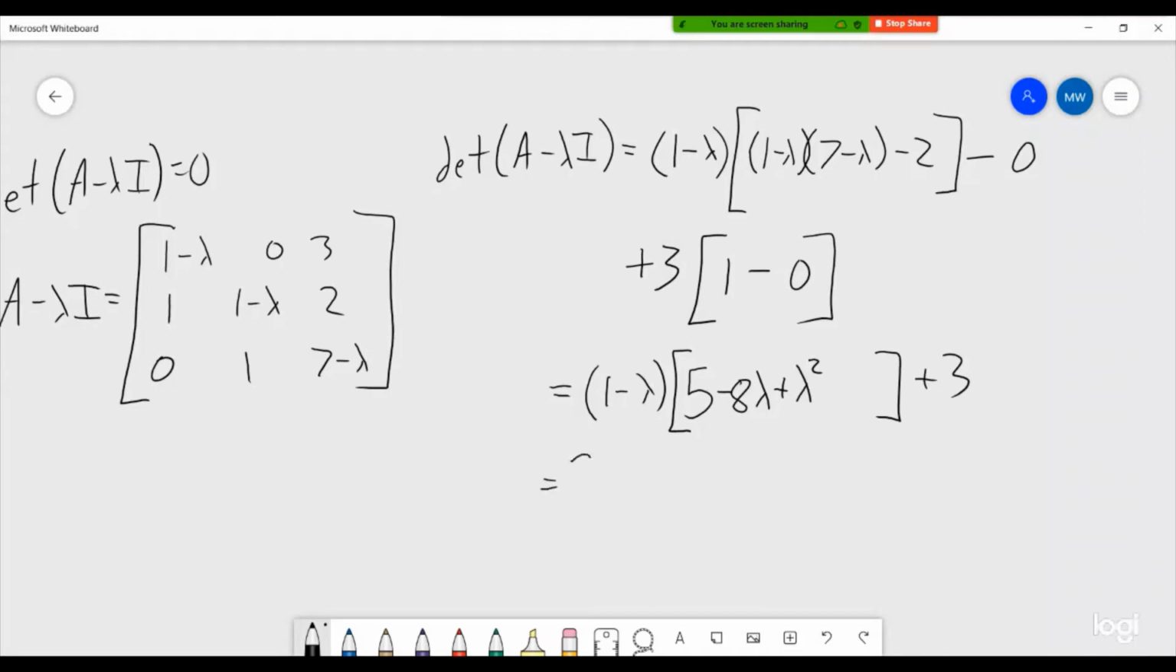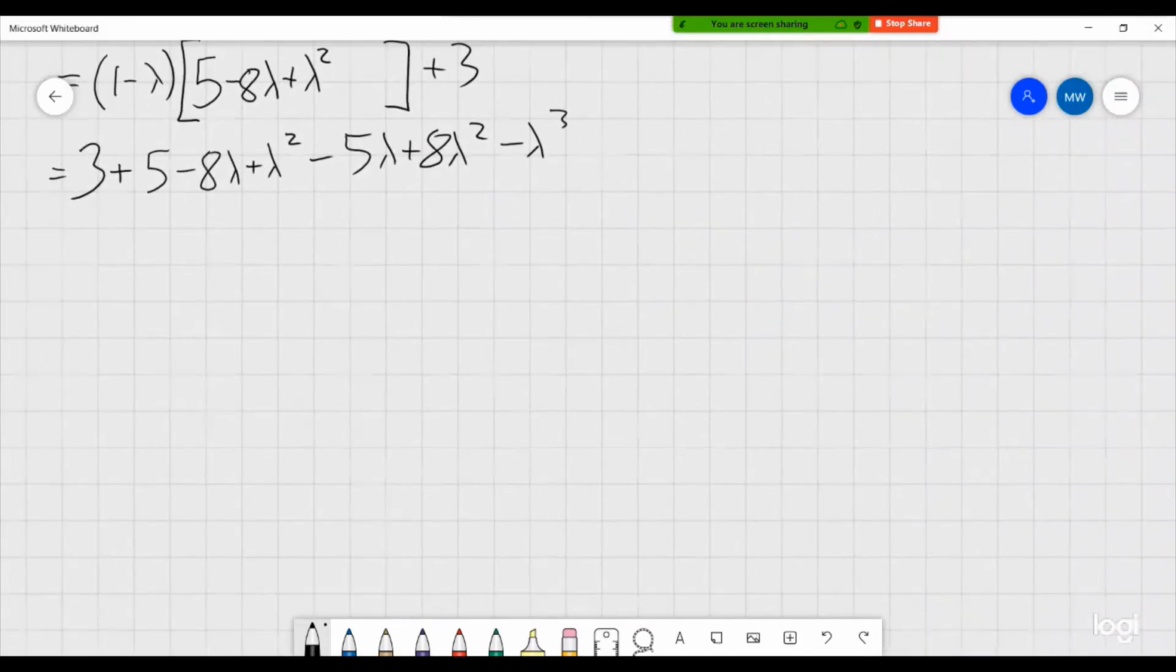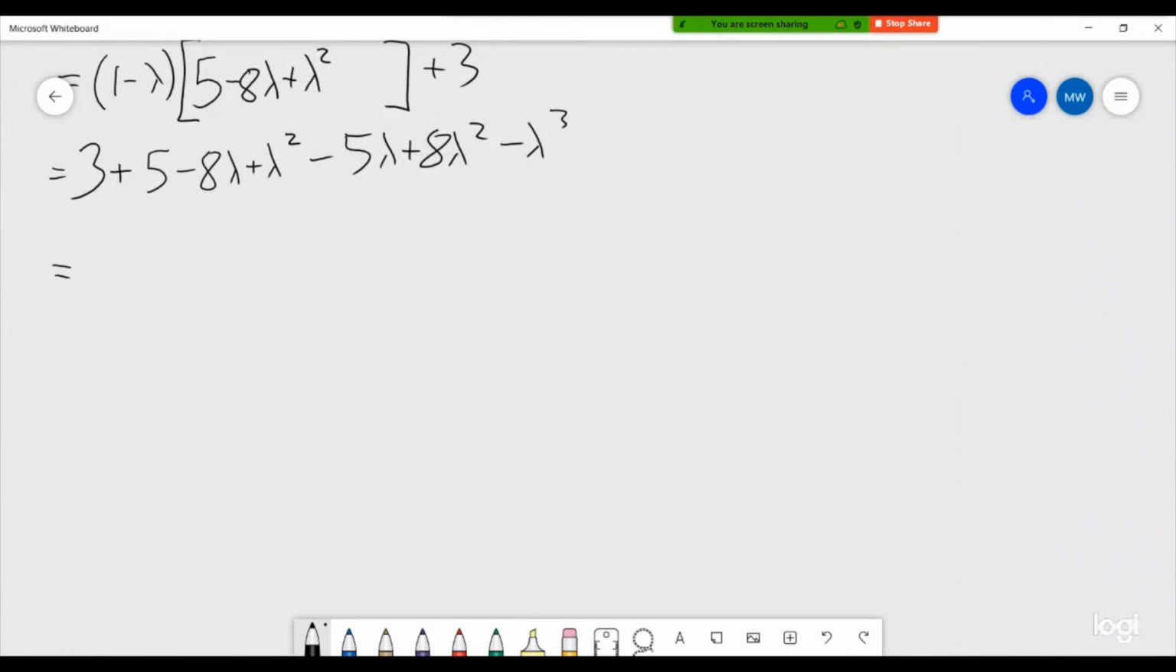So let's see, so we got 3 plus 5 minus 8 lambda plus lambda squared minus 5 lambda plus 8 lambda squared minus lambda cubed. So we got a negative lambda cubed. We have 8 lambda squared plus lambda squared, so that's plus 9 lambda squared. We got minus 5 lambda minus 8 lambda, so that's a minus 13 lambda, and plus 8. And so we need to figure out how we can factor that cubic polynomial.